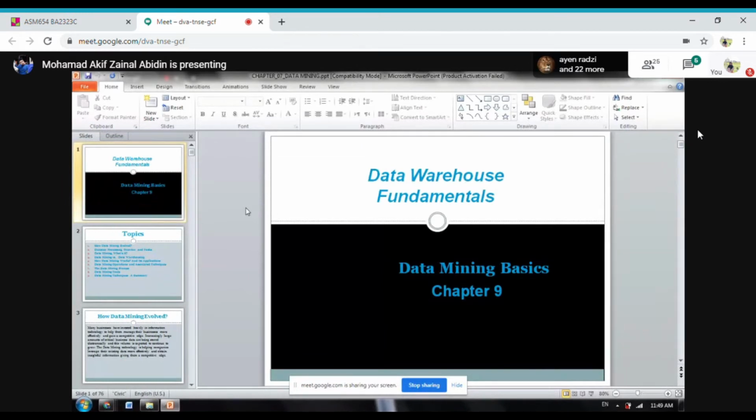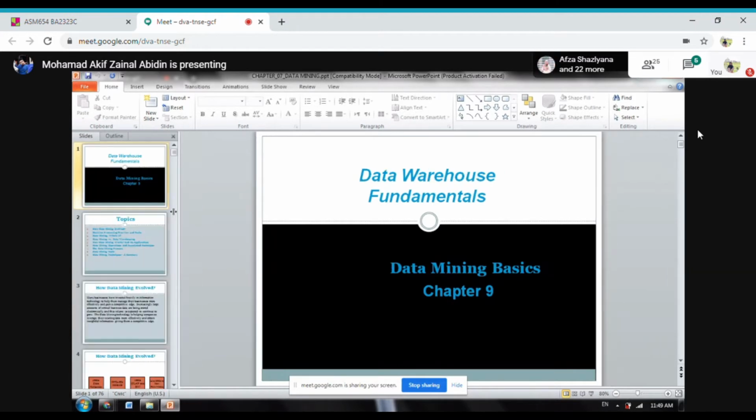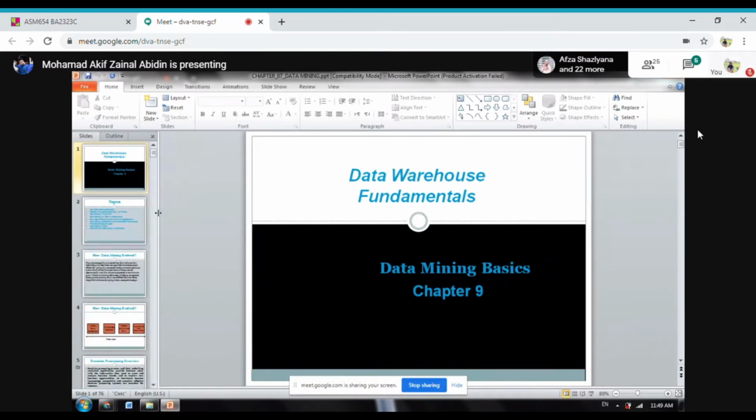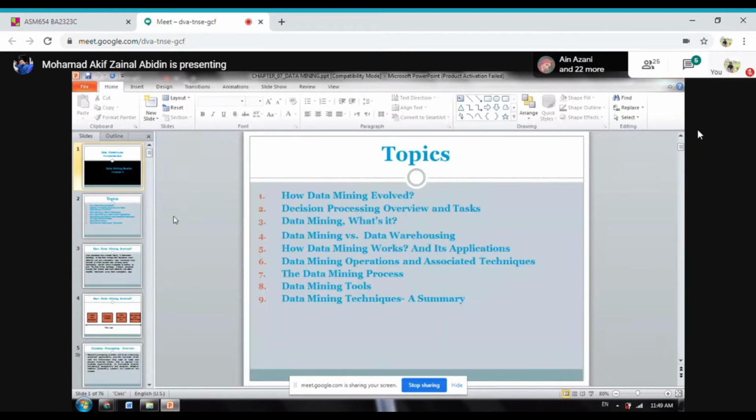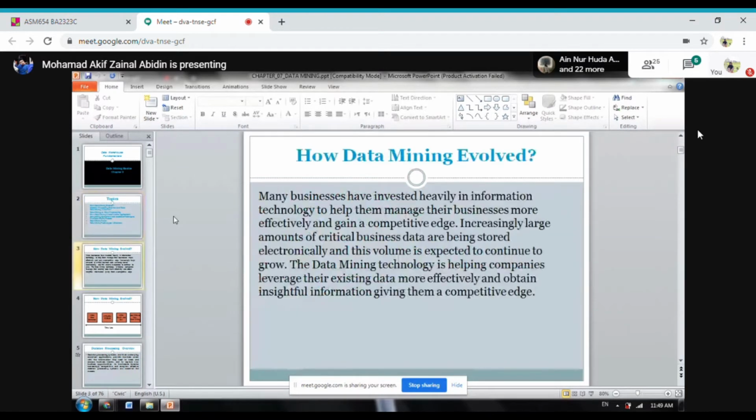Alright, so let's take a look. As I explain about the data mining concept, I will relate it with the question that we have for the assignment and also your test. Okay, for data warehouse fundamentals, okay, next slides. Next, this is just the content of the topics. Okay, how data mining evolved.